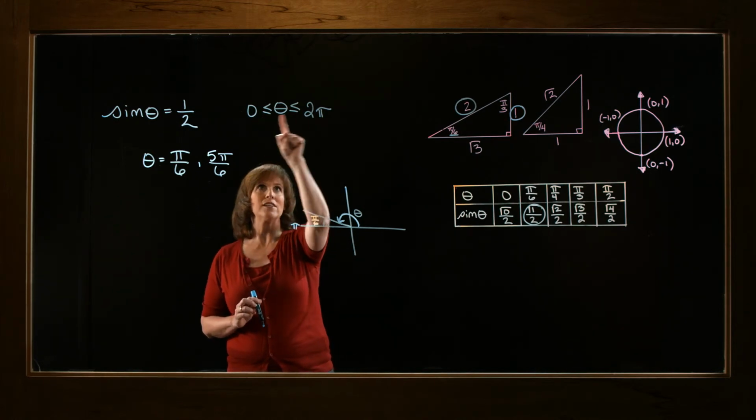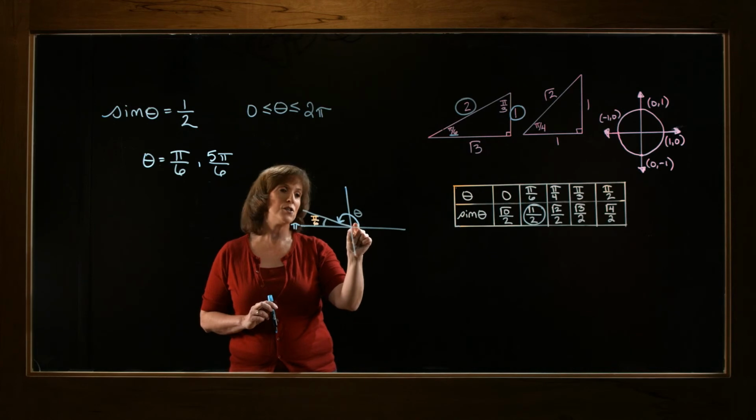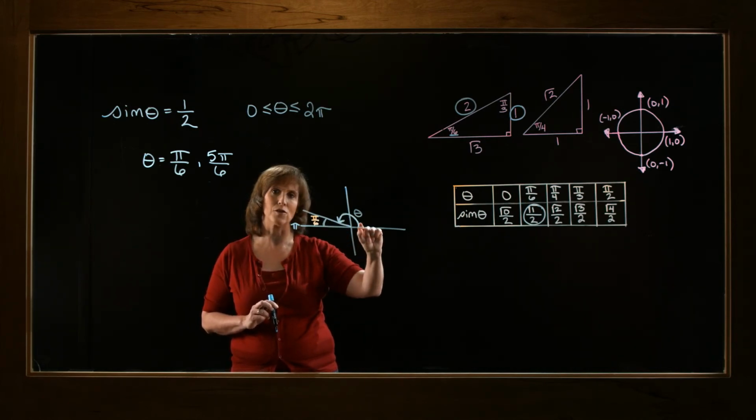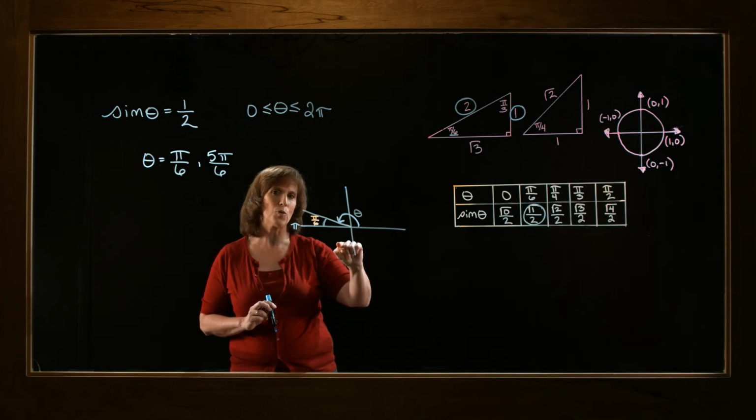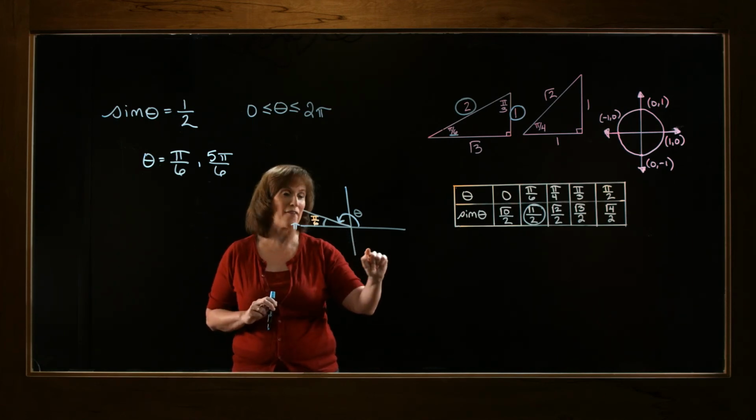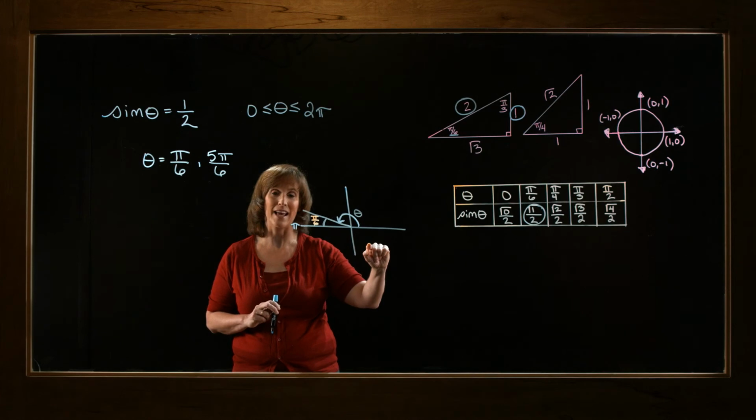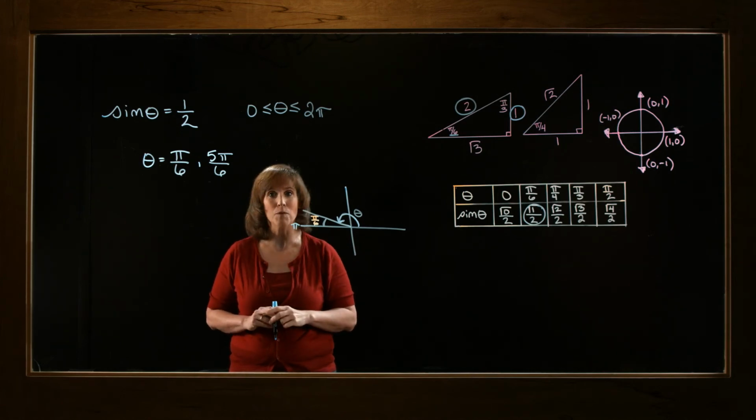Now, I'm looking for answers between 0 and 2 pi. So the angle from 0 to 2 pi is going to take me once around the circle. So if I move into the third quadrant, my sine will be a -1/2. If I move into the fourth quadrant, it'll also be a -1/2. So I've collected all of the possibilities in one complete revolution.